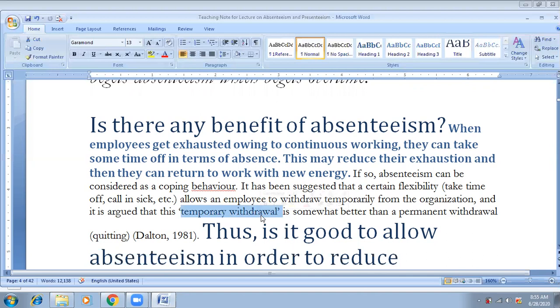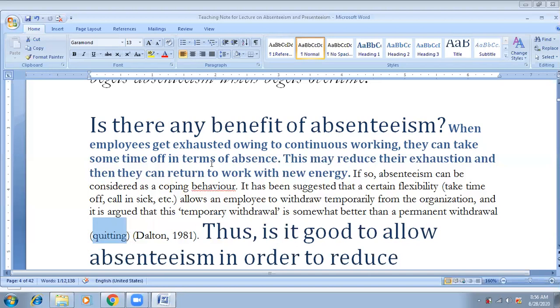So it is, of course, somewhat better than a permanent withdrawal. What is a permanent withdrawal? Turnover, quitting. The quitting means here the employee turnover, the employee resigns. That means the employee has no intention of coming back. The employee goes forever from the organization. That is a permanent withdrawal. But absenteeism is a temporary withdrawal.